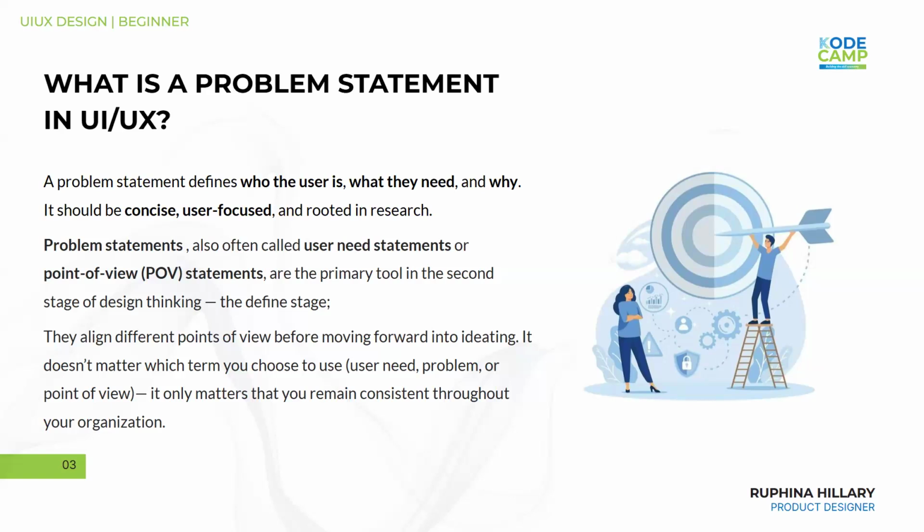So it should be concise, it should be user focused, and it should be rooted in research. It shouldn't be fictional or just based on assumptions. It should be from the research that you have done that you pinpoint and define your problem statement. Problem statements can also be called user need statements or point of view statements. They are the primary tool in the second stage of design thinking, the define stage. They help us align different points of view before moving forward into ideating.